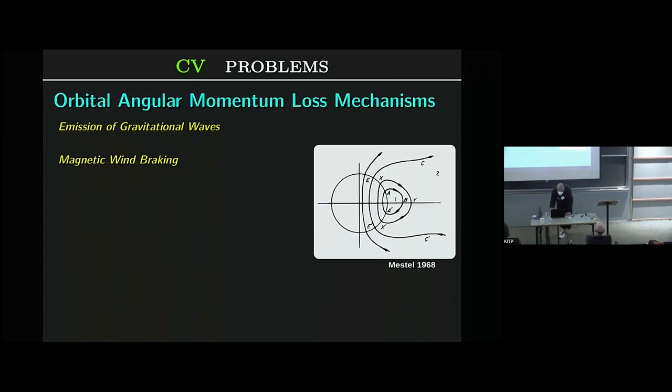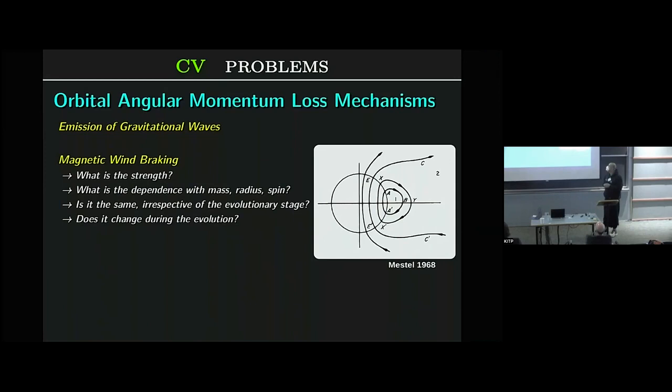And then there's magnetic braking, which is poorly constrained. We don't know how strong it should be, or how it should depend on the properties of the donor, like mass, radius, convective envelope, the core, the magnetic field. Also, does it change during the CV evolution, like when the donor becomes a fully convective star? When it becomes a brown dwarf, do we still have magnetic braking? Or even if we consider more massive stars, like a solar mass star, which will evolve to a subgiant and then a red giant, how does magnetic braking depend on the evolutionary state of the star?